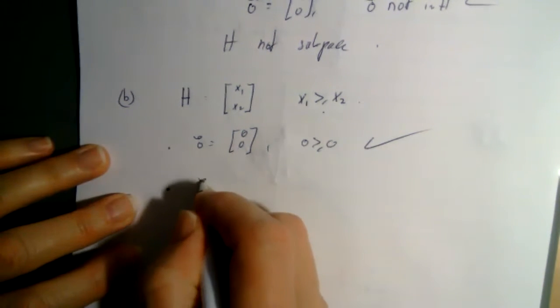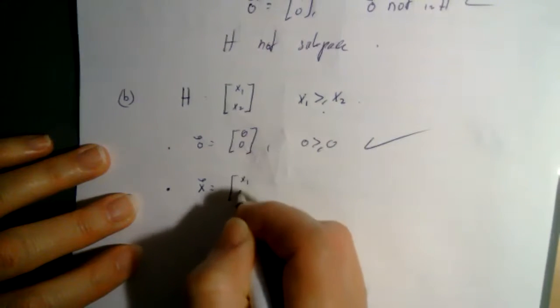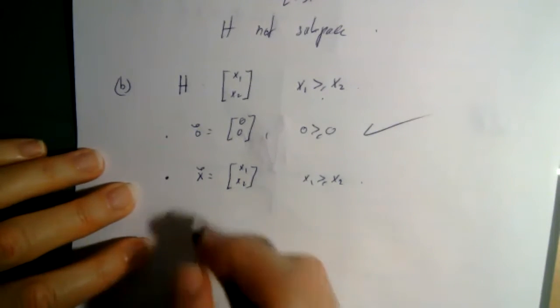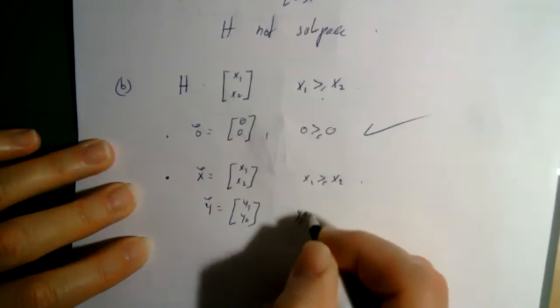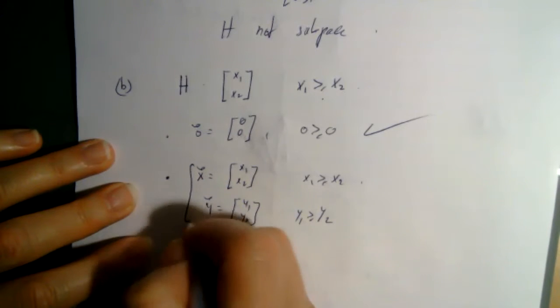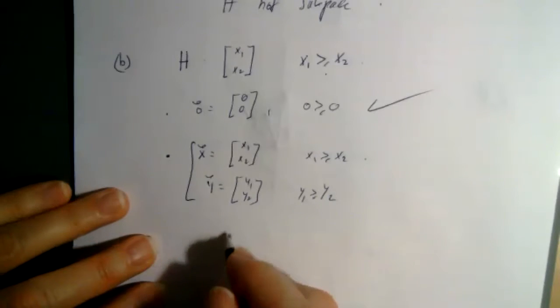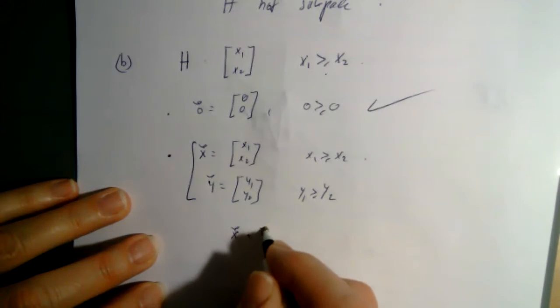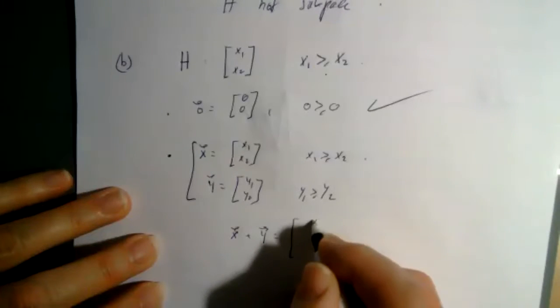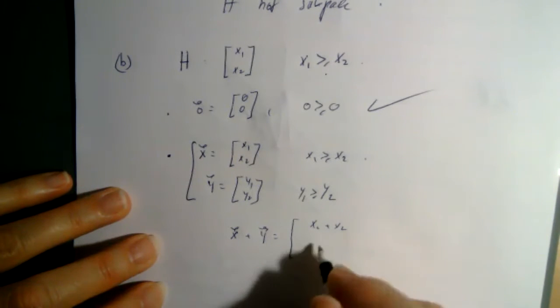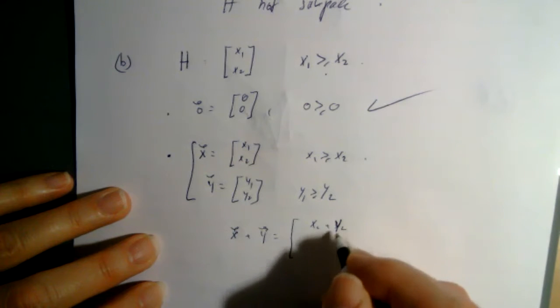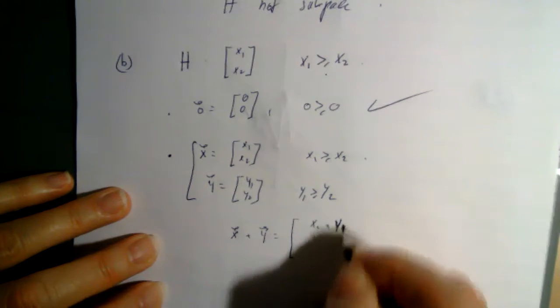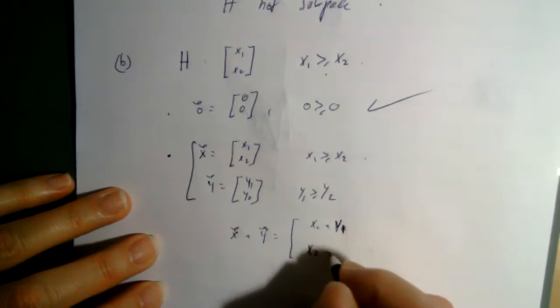So it means I'm going to take two vectors that have the property, x, the first component larger than the second, and I'm going to take y, (y1, y2), the first larger than the second. And now I'm going to add them. When I'm adding them, I'm creating a new vector. Its components are x1 plus y1 and x2 plus y2.